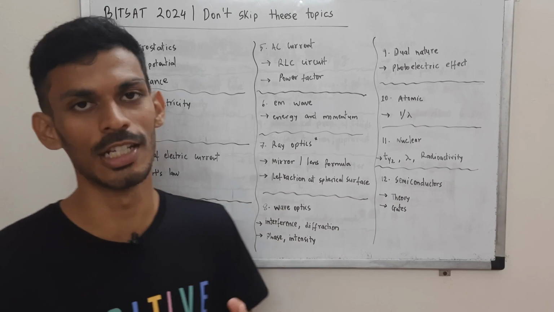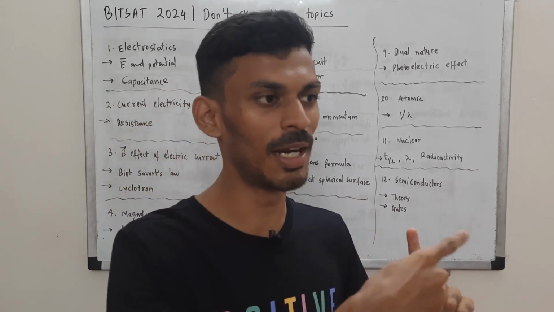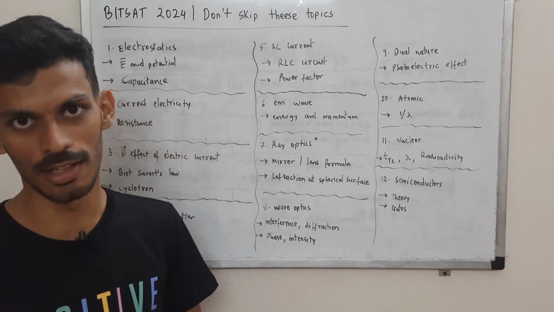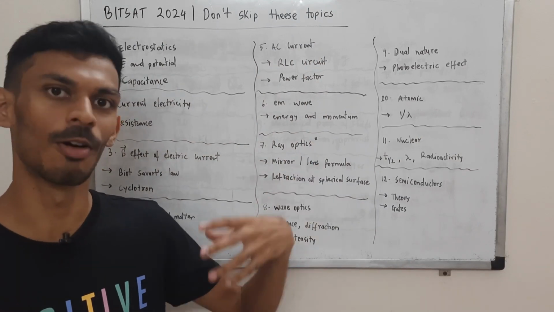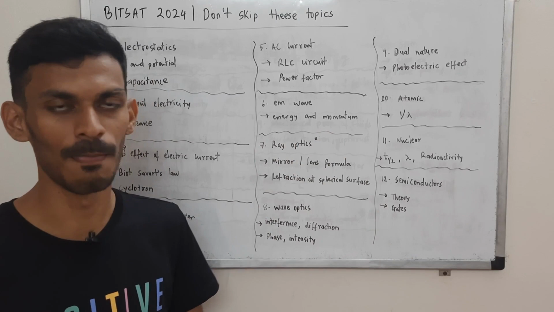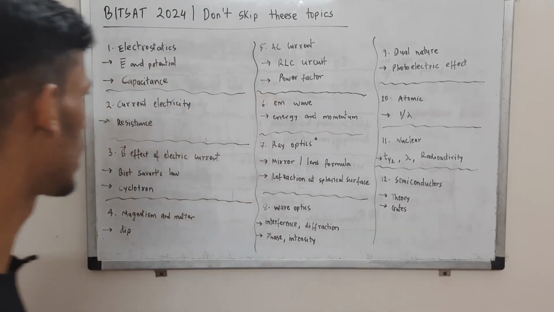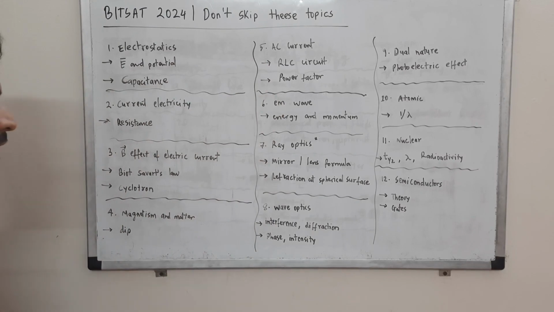That is one type of question based on capacitance. Or they might ask you to compute the energy that is stored in the capacitor, which is q square by 2C, or the other relations. So those two types of questions can be asked based on capacitance, and it is very, very important.